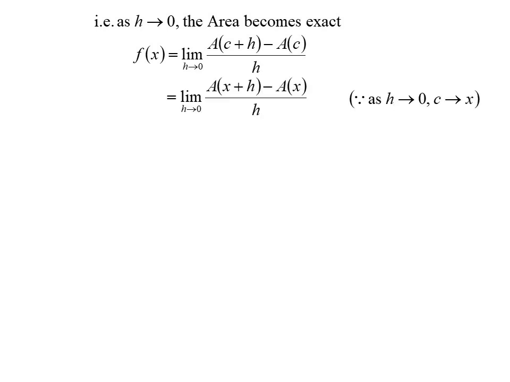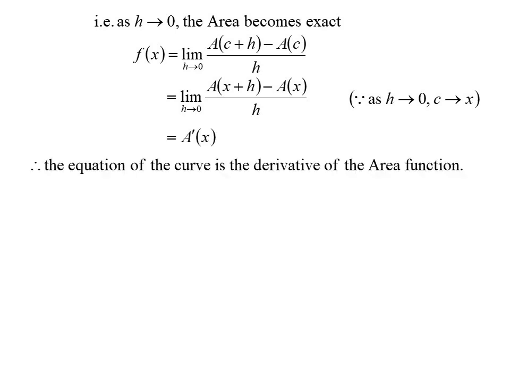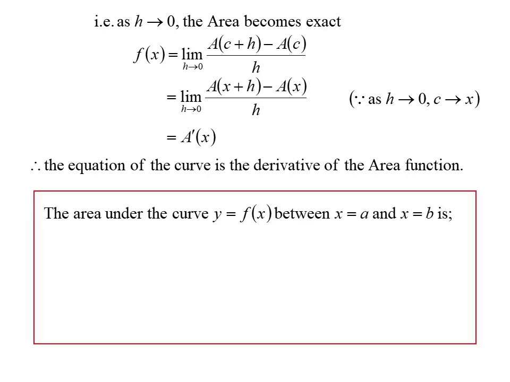I can easily now change x and c. So remember, we're saying h is approaching 0. Well, if h is approaching 0, then x and c are approaching being the same thing. So if I now swap in x for c, I can now say that the function that I know is actually the derivative of this area function that I want to find. And now we can do it.